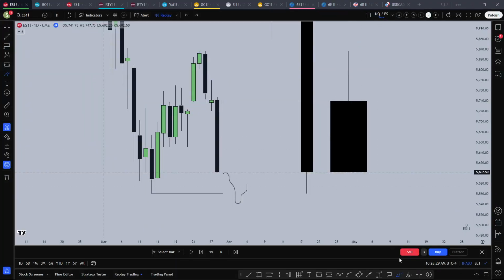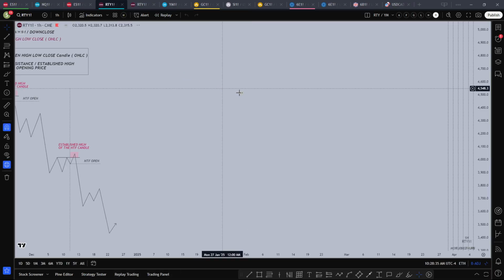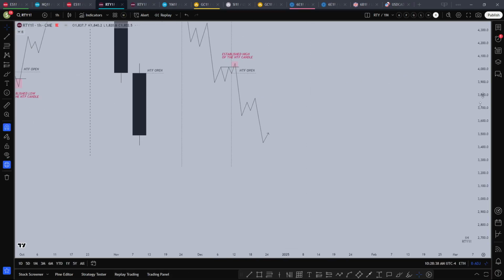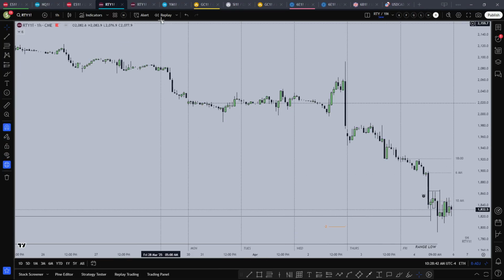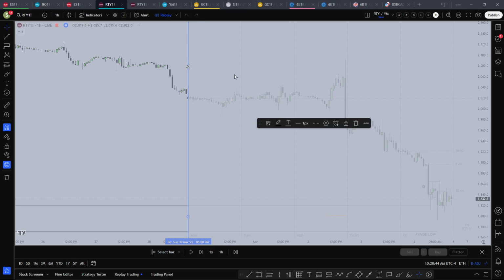Okay, let's have a look at RTY and YM side by side. On to the daily chart.